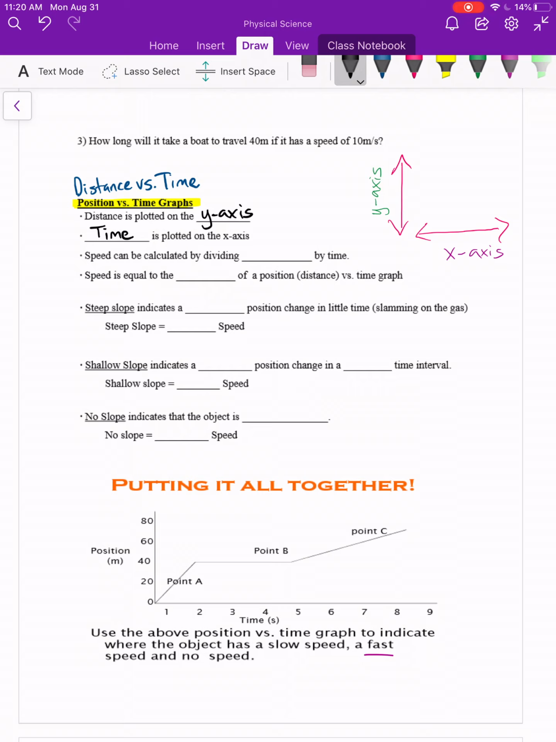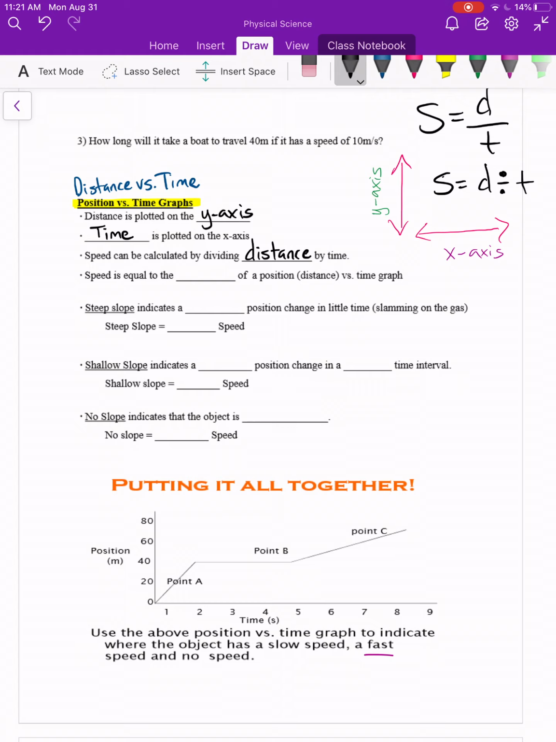Now if you remember from the last video or from your notes or from the last class, and if you didn't watch the video, I hope you go back and watch it, speed is calculated by dividing distance by time. So remember we were saying S is equal to D divided by t. Let me write this another way just in case: S is equal to D divided by t. Those mean the same thing. Remember, a fraction is just dividing.